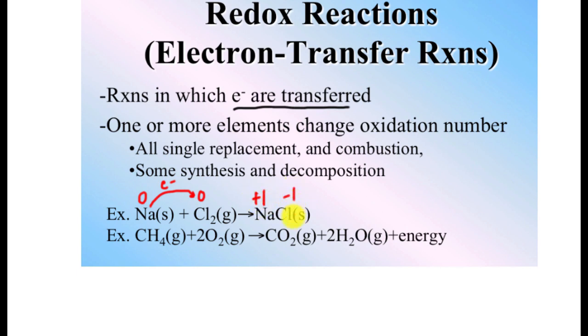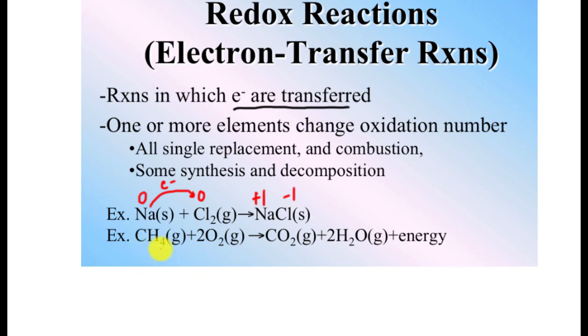And that's what we call an ionic compound, the transfer of electrons. The fact that the sodium has a positive charge and the chloride has a negative charge creates this ionic compound. And that's an example of a synthesis reaction where we're synthesizing table salt from sodium and chlorine. And the real reason why it happens is the transfer of electrons, because we know there's no charge here and we end up with a charge over here.